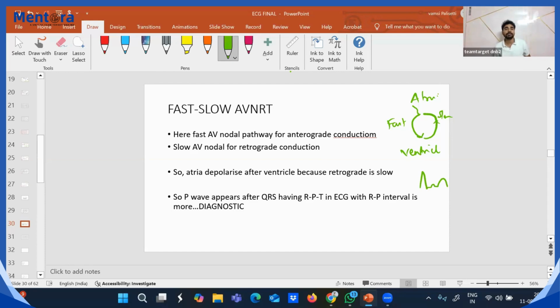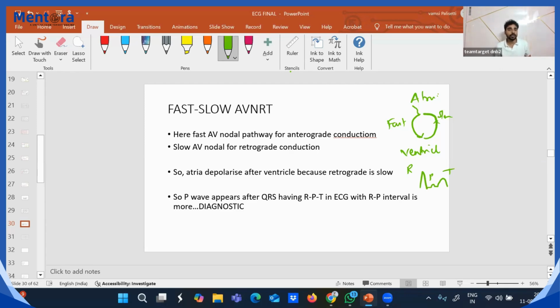Then you will have a T wave. Because the atria is taking time, it's going in a slow pathway, so the atria depolarizes after the ventricle. So after the QRS complex, you will have a P wave, then the T wave. This is R, this is P, and this is T. RPT. It is diagnostic of fast slow AVNRT.